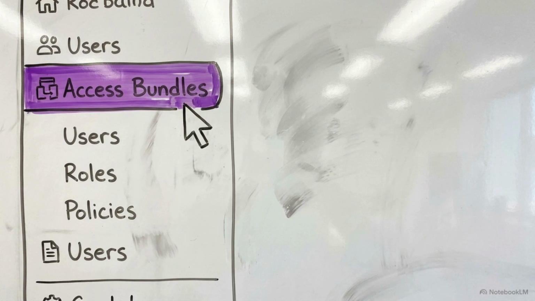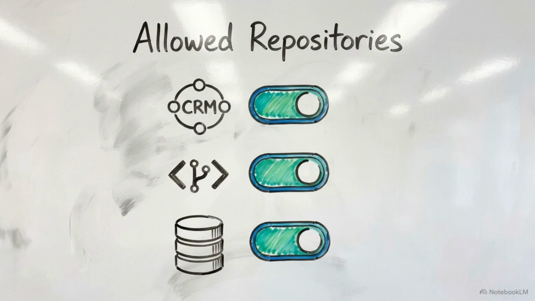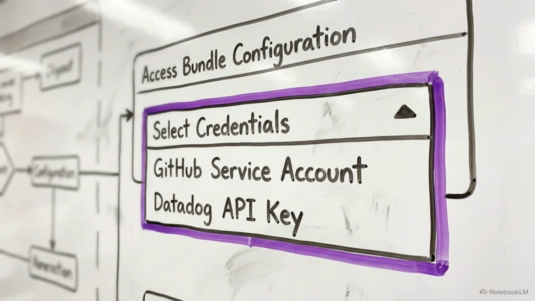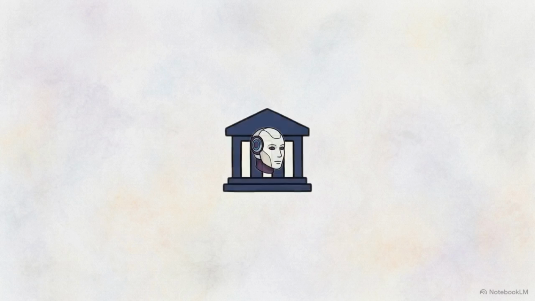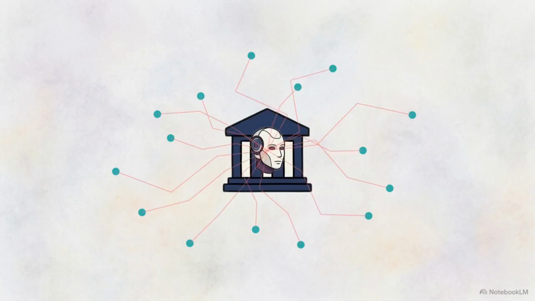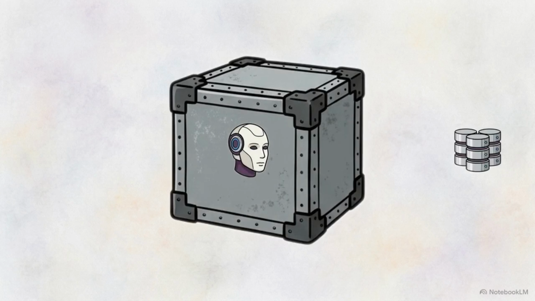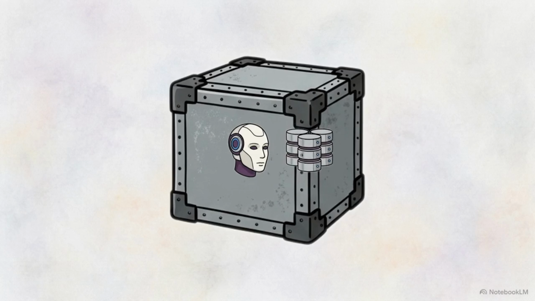Defining those permissions is handled by the access bundle. This is a named set of credentials and rules that determine exactly which tools and repositories this specific Claude identity is allowed to see. When you build this bundle, you must use dedicated service account credentials. Do not link personal employee logins, so that the agent's actions are always clearly attributed to the system, not an individual. If you drop an agent with broad access into your entire workspace, it will attempt to synthesize data from everywhere at once. Instead, we scope the installation to a single, isolated channel.